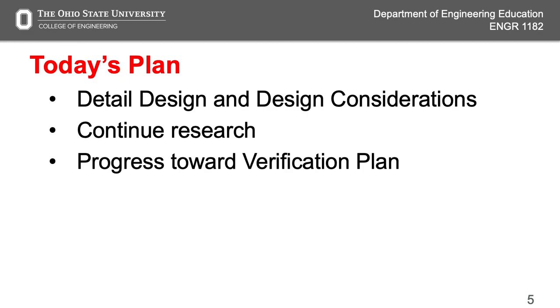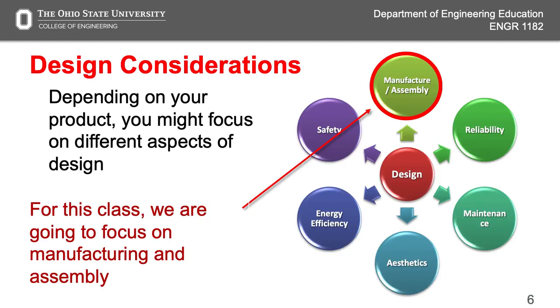So I want to talk about detailed design and considerations, and your continued research and progress towards your verification plan. Even with the feedback you've been getting, there are other things and other perspectives we want you to look at. Perhaps safety, reliability, maintenance, or aesthetics, but we're just going to go through manufacturing and assembly as an example here of one of the options you have for modifying your prototype.